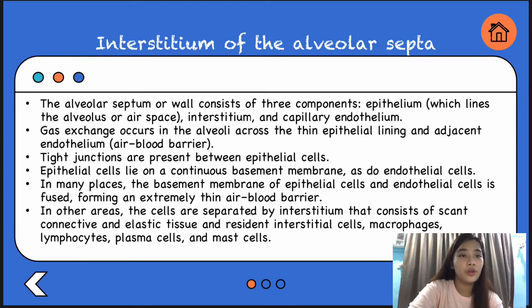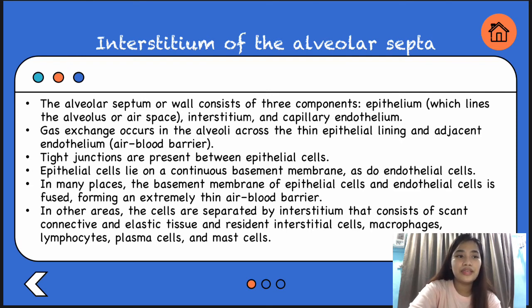Interstitium of the alveolar septa. The alveolar septum or wall consists of three components: epithelium, which lines the alveolus or the airspace, interstitium, and capillary endothelium. Gas exchange occurs in the alveoli across the thin epithelial lining and adjacent endothelium. Tight junctions are present between epithelial cells. Epithelial cells lie on a continuous basement membrane, as do endothelial cells.